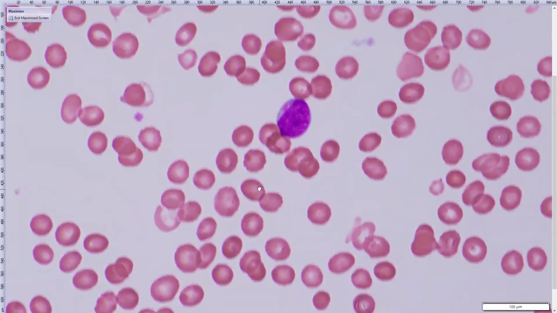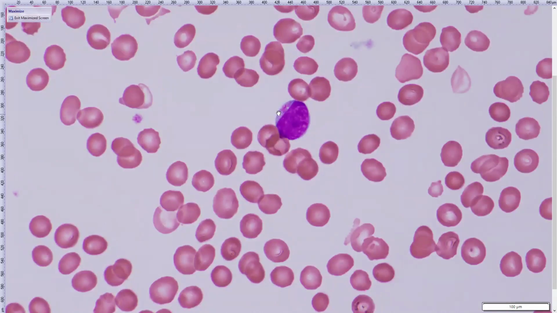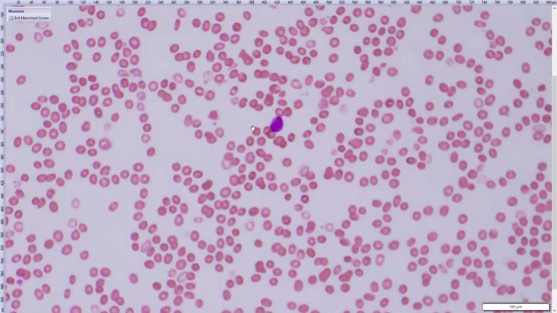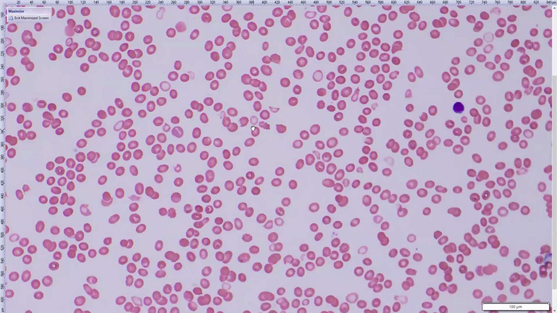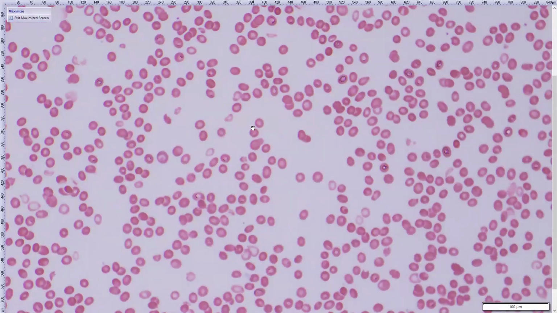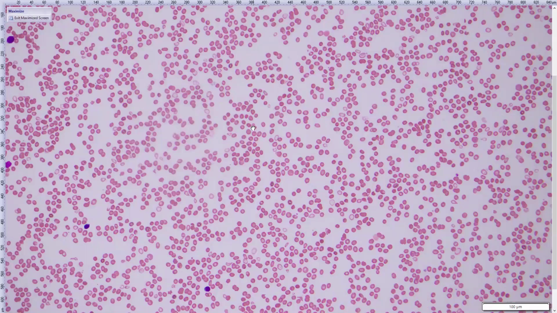This cell here in the center of the field is a blast. It has a large nucleus, high NC ratio, prominent nucleoli, and it has a scant amount of cytoplasm with some fine granules. These are the granules here. So this one is a blast. Let's keep looking. And sometimes in these patients with leukopenia, I go on low power. That would give me a better visualization of what's happening.